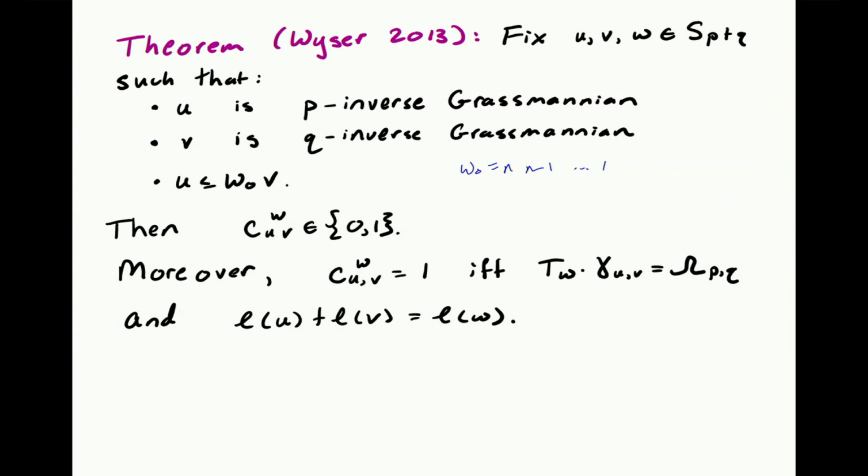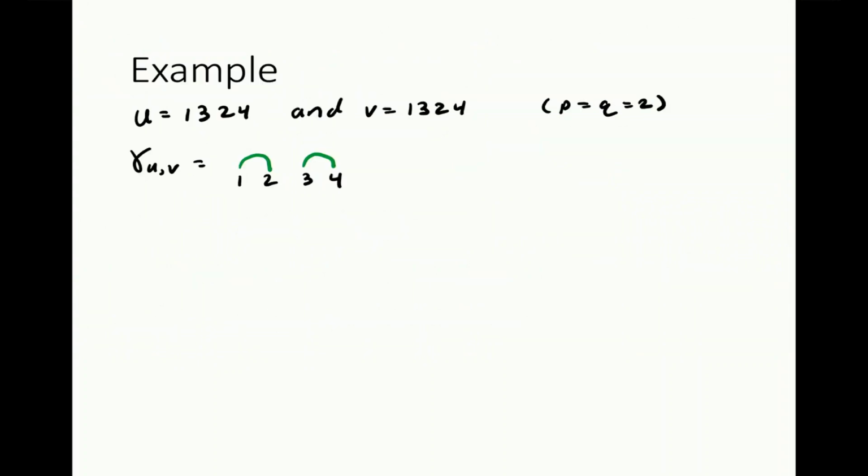And so the content of Weiser's theorem is that this coefficient is 1 if and only if we act by TW on this starting clan and we get to the rainbow clan, plus this dimension consideration that we need the length of U plus the length of V to be equal to the length of W. Otherwise, if this isn't satisfied, we know automatically that this coefficient is just 0. So that's Weiser's theorem. And let's look at an example.